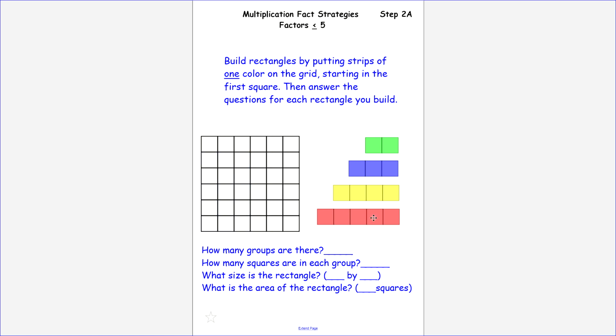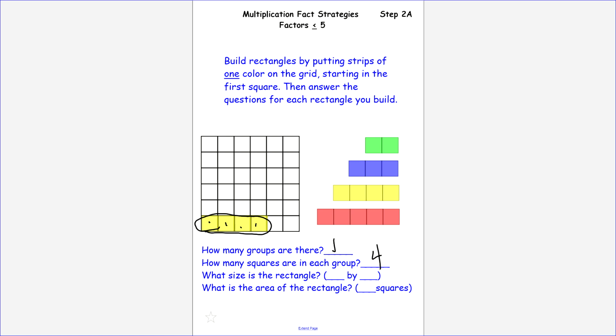Let's go ahead now and think about some facts with one factor of 4. We'll use this yellow 4 strip. I'll go ahead and put one yellow 4 strip on the grid. How many groups are there? Well, there's clearly one group, and there are 1, 2, 3, 4 squares in each group.